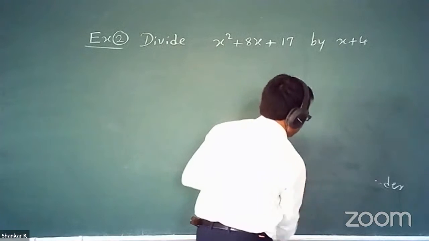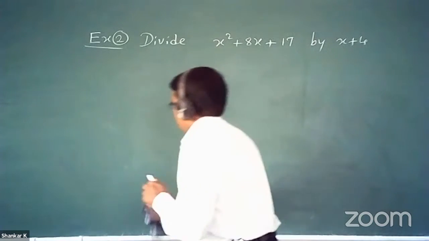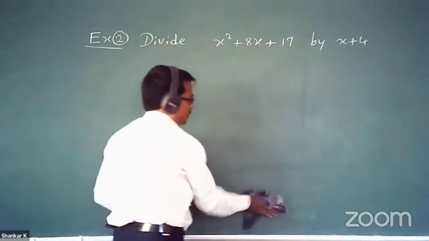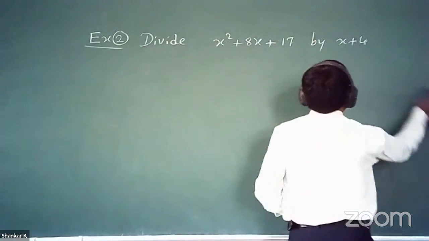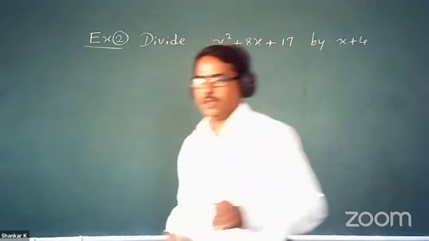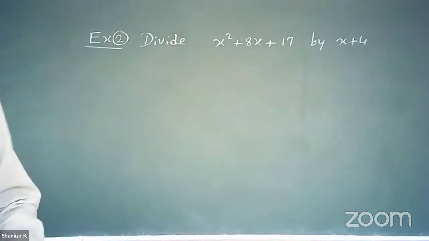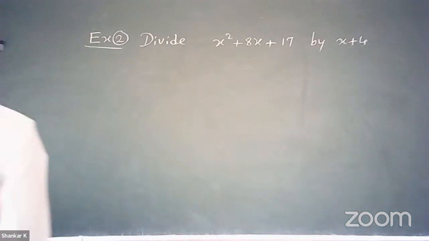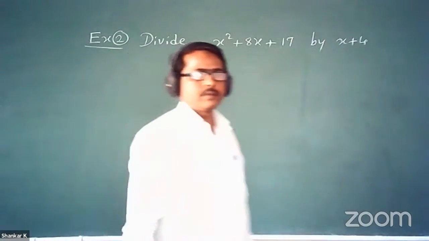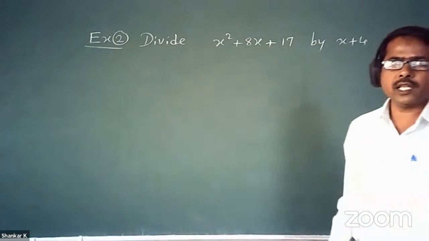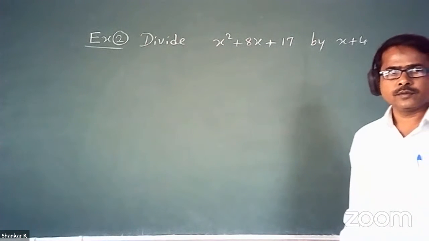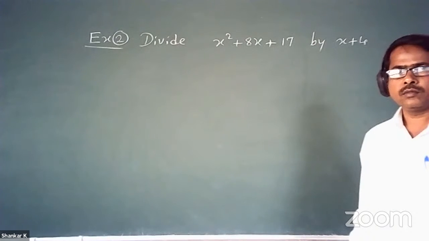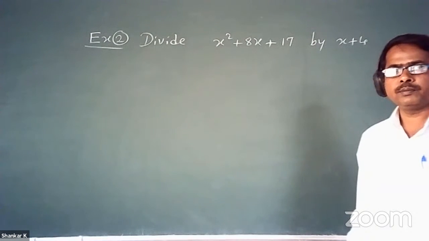Sir, remainder is 1. Quotient is what? x plus 4. What is your name? Shantala. Okay, good. Who else completed? Just go on dividing. Where is the doubt? If you ask me, I'll explain. Don't worry to ask the question, okay?